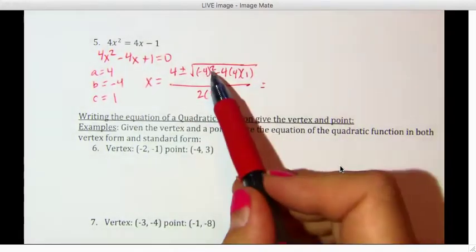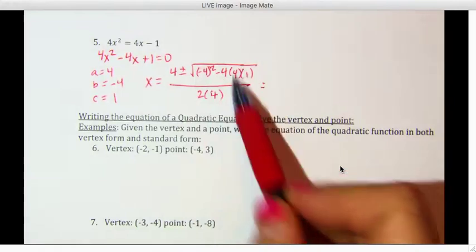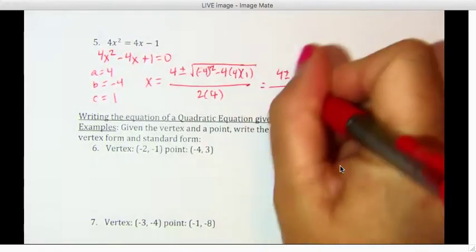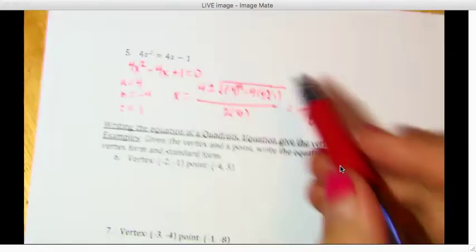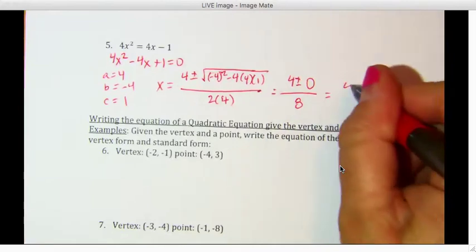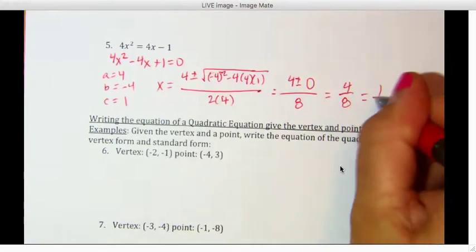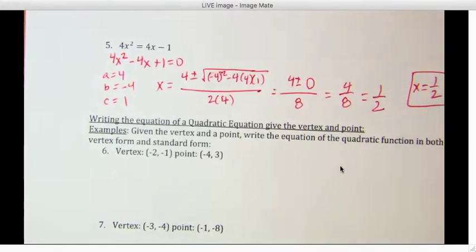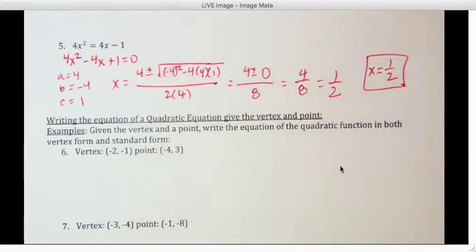And we end up here with 16 minus 16, which is 0. And the square root of 0 is 0. So 4 plus 0, or 4 minus 0, is still just 4. So I have 4 over 8, which is 1/2. That means I only have one solution. That means my vertex is on the x-axis. I only have one spot where it touches the x-axis.